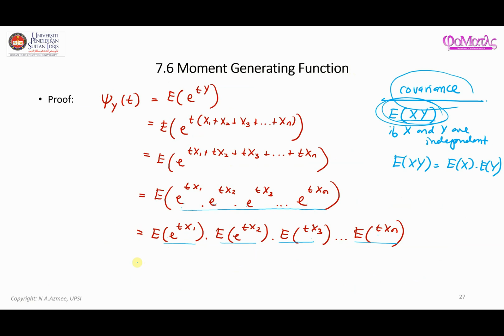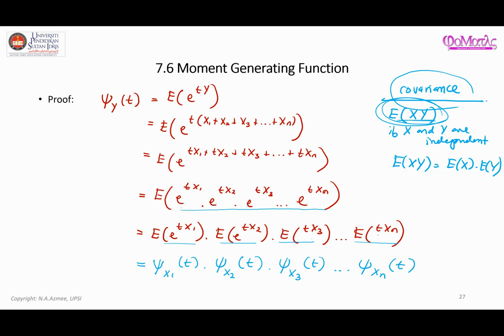Now, the next part is identifying what that is. So clearly, this is the MGF for x1, right? So this is the MGF for x1 at t, the MGF for x2 at t, the MGF for x3 at t, and so on, up to the MGF for random variable xn at t.